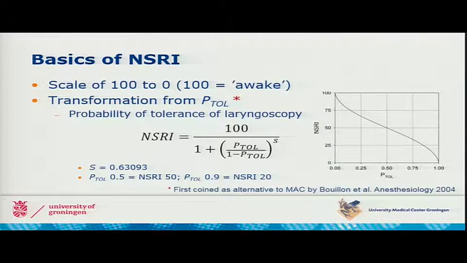So the PTOL is transformed in such a way to the NSRI that by definition, a PTOL of 0.5 corresponds with an NSRI of 50, and a PTOL of 0.9 corresponds with an NSRI of 20, which means that at an NSRI of 20, only 10% of patients will respond by moving to laryngoscopy.